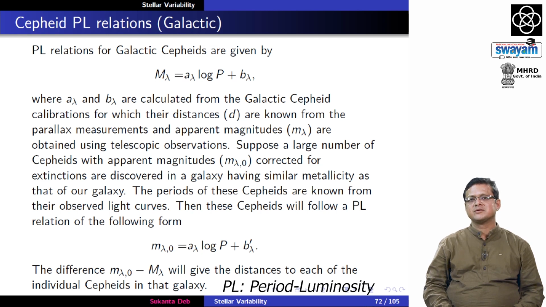Suppose a large number of Cepheids with apparent magnitude m lambda comma 0, corrected for extinction, are discovered in a galaxy having similar metallicity as that of our galaxy. The periods of the Cepheids are known from their observed light curves. Then the Cepheids will follow a PL relation of the following form: m lambda naught is equal to a lambda log P plus b lambda prime. The difference m lambda naught minus capital M lambda will give the distances to each of the Cepheids in their galaxy.